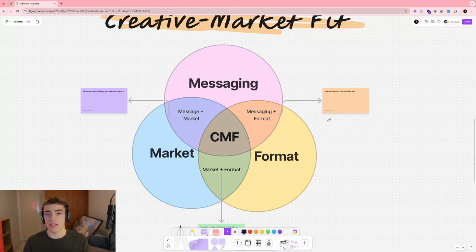Let's go with another example. You might have extremely good messaging and a format which really resonates with the audience you're trying to go to market with. But the market you chose is just so narrow. The total TAM for that message market fit you found, in a format which is actually working, is so tiny that you aren't able to really scale it. That's usually where you see your CPA decrease, because you take all the lowest hanging fruits.